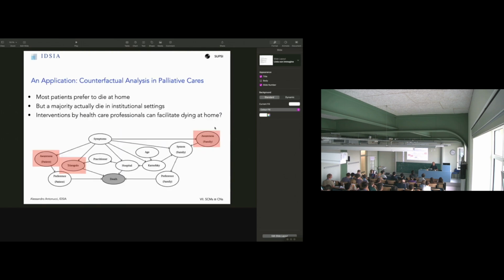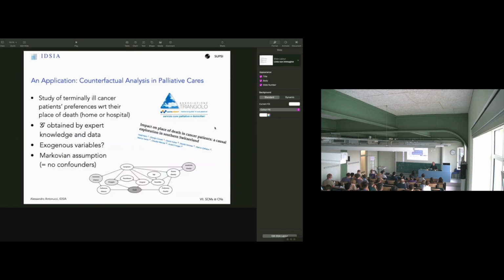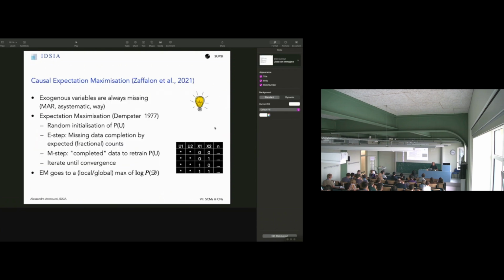And this is basically based on the EM algorithm. This I will skip. The EM algorithm is a classical procedure to cope with missing data. If you have data that are missing in a systematic way, and we have missing data because our latent variables are missing, and they are always missing.